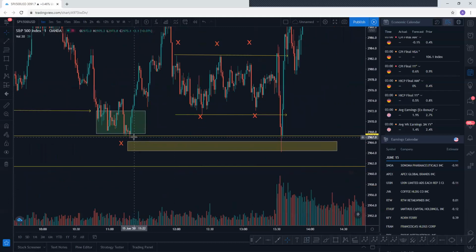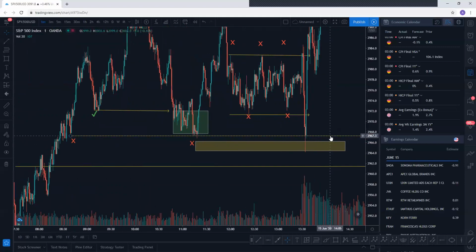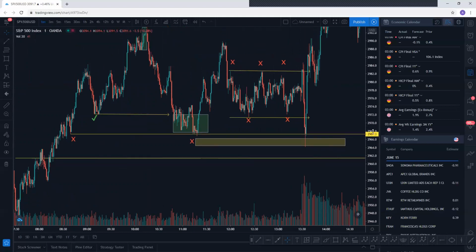Sadly, the stop loss was around this area because I didn't expect price to break this, not seeing this, of course. And well, in this trade, we only lost 19 pips.